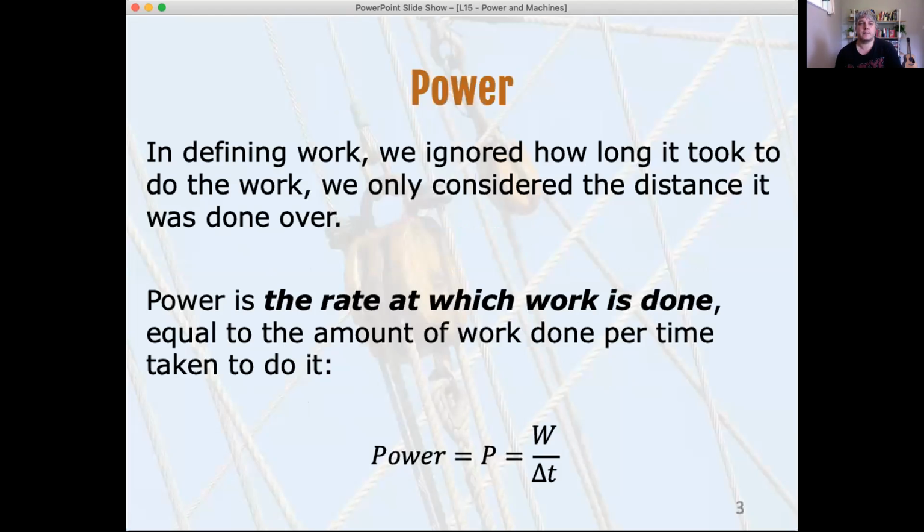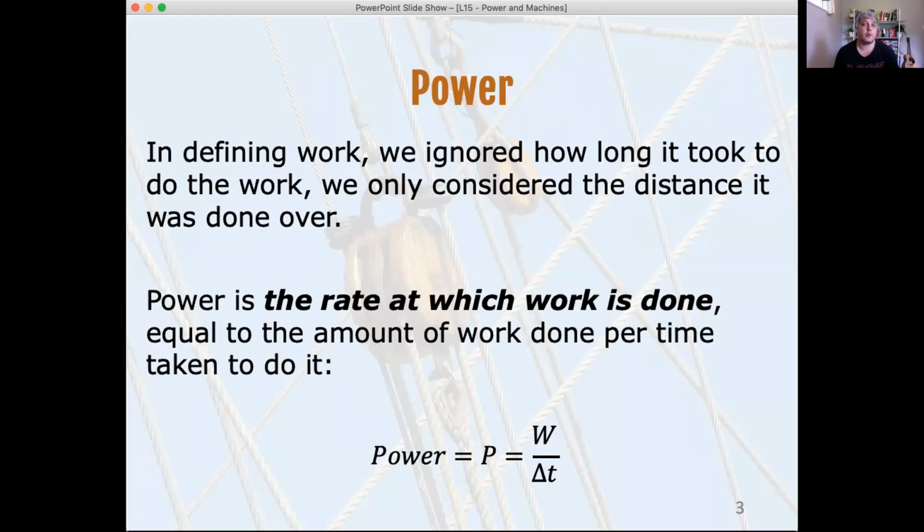Firstly, defining power. Power brings into account the time it takes to do work. We ignored that when we talked about the work. We talked about the work being force times distance, and we said if you take an object up a ramp or you lift it straight up, then you do the same amount of work. But what we ignored was the time it took to do that. Power is the rate at which work is done. So it's the amount of work done divided by the time taken to do it.